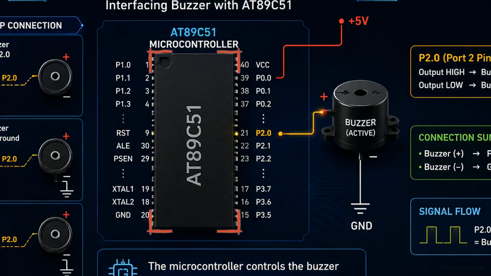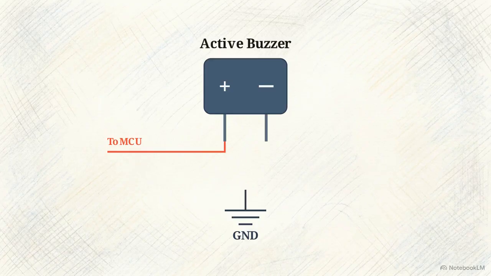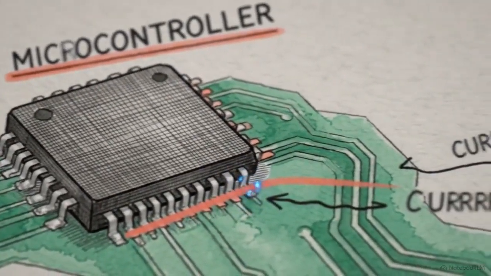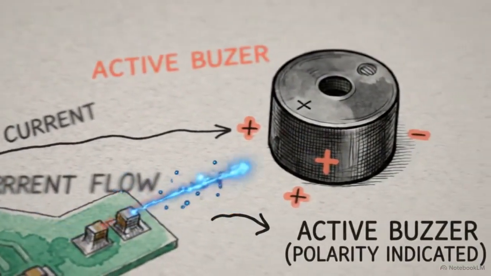Let's map out the AT89C51 wiring. To control devices, we use a digital output pin. Use port 2, pin 0, at pin 21, and route it to the buzzer's positive terminal. Watch your polarity. Active buzzers are directional. Reverse terminals will not sound. To complete the circuit loop, run a wire from the buzzer's negative terminal to ground. With that physical path connected, the microcontroller now has a clear route to push electrical current to the audio device.